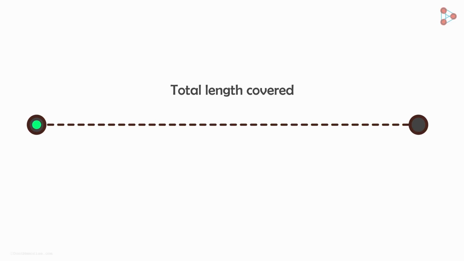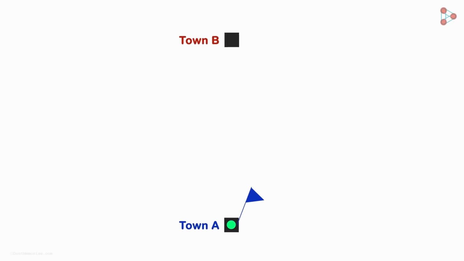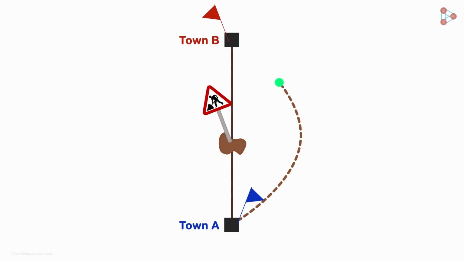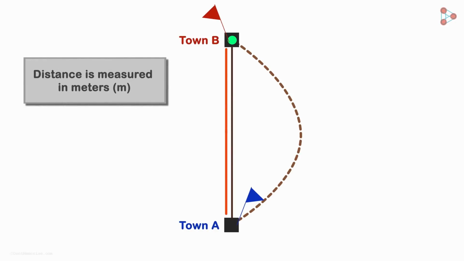When we move from one place to another, the measure of total length we cover is called the distance. So you have to travel to this town and the best route is straight up north. But because of roadworks along the way, we have to take a detour and the distance covered would be something like this. Now when the roadworks are completed, the distance needed to be covered will be something like this. Distance is measured in meters and denoted as lowercase m.